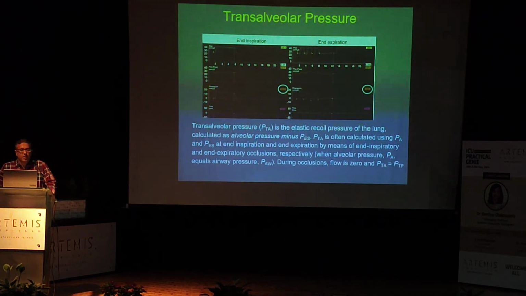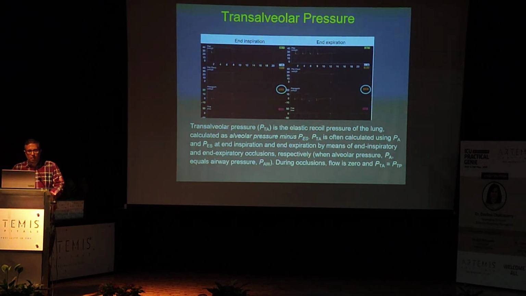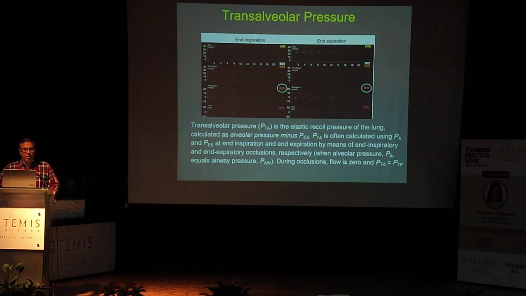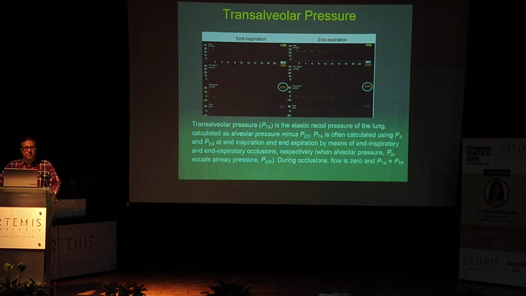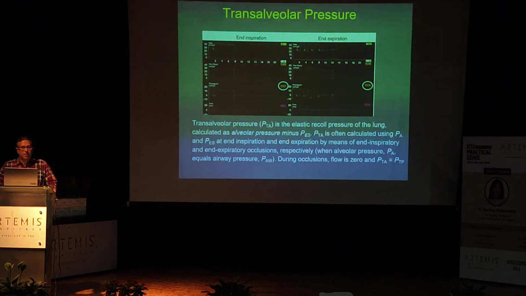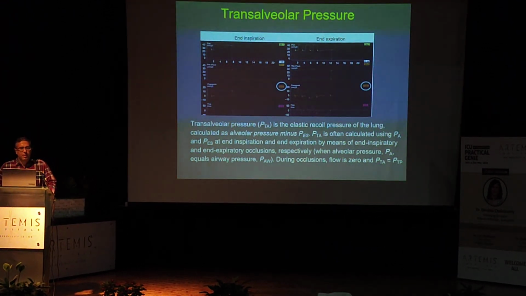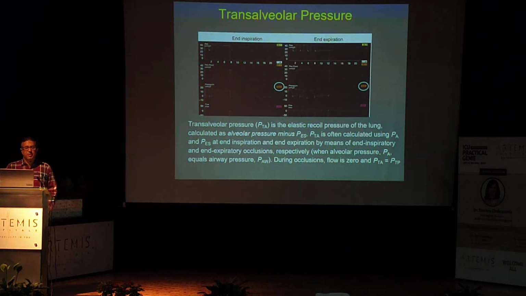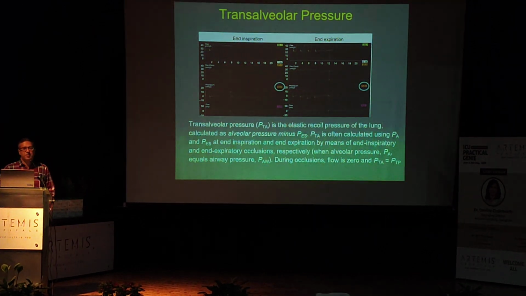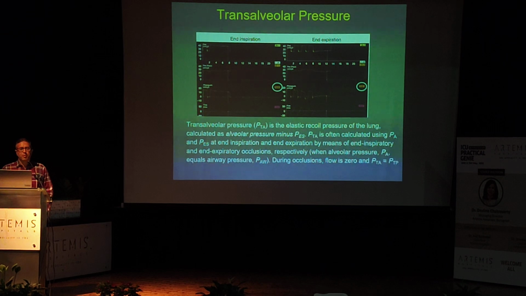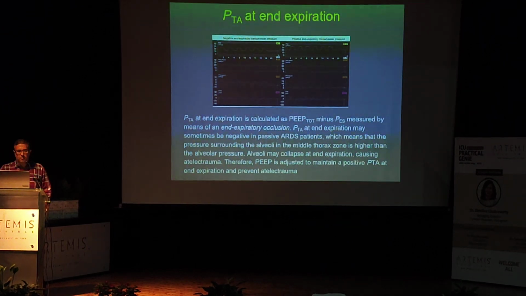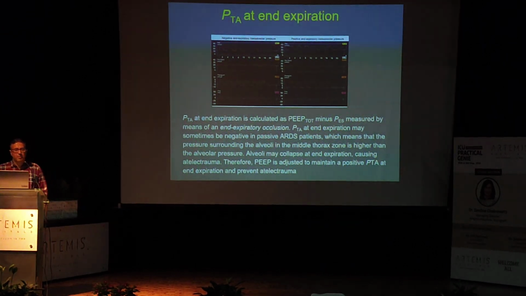So it helps you to identify various pressures when the flow is zero. So the transpulmonary pressure is often calculated using the airway pressure and the esophageal pressure at end inspiration and expiration. At end inspiration and expiration, the flows are zero and this helps you to identify the pressures. So what happens at end expiration?